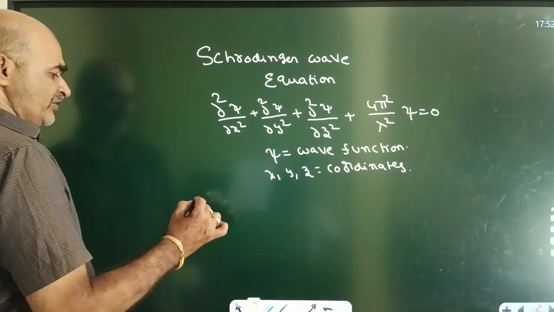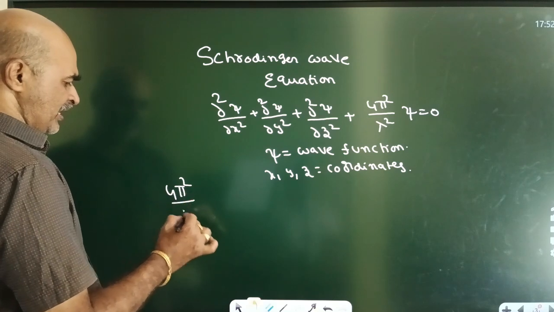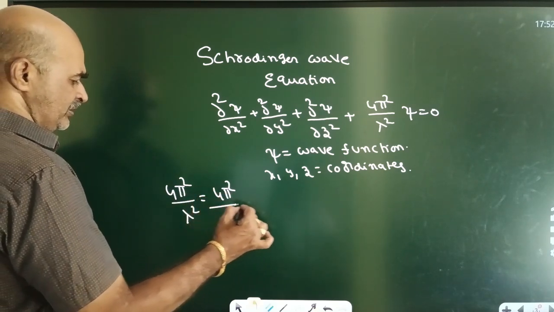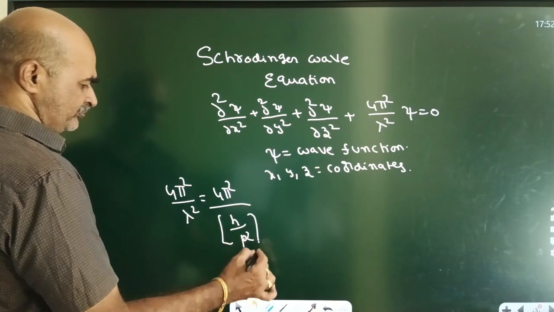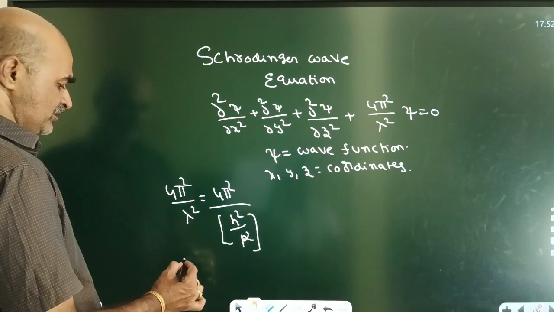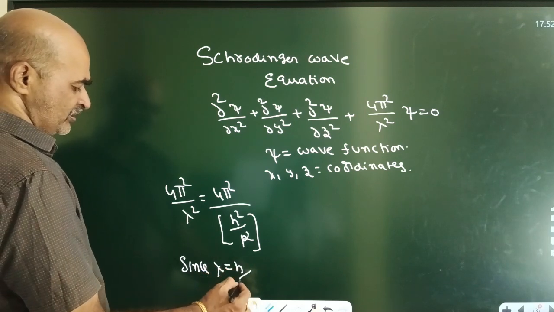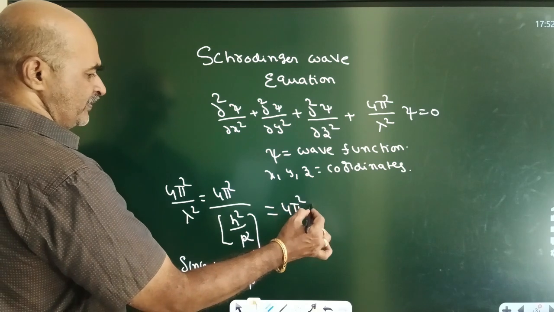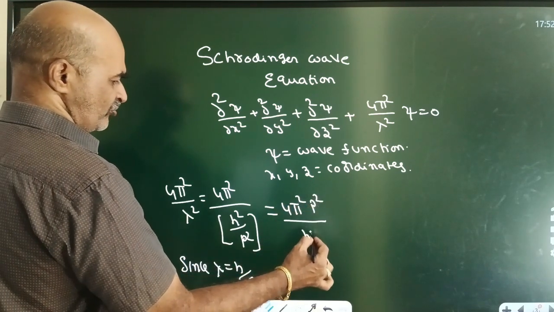But 4 pi square divided by lambda square is equal to 4 pi square divided by h square by p square, since lambda is equal to h by p. From this, 4 pi square p square divided by h square.